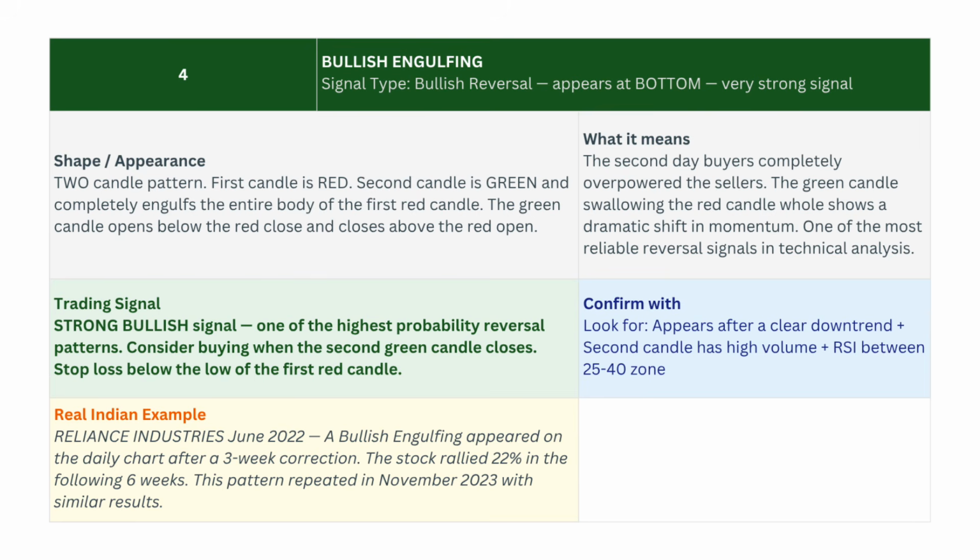Then the next pattern, the bullish engulfing. Signal type, bullish reversal, appears at the bottom, very strong signal. Shape, two candle pattern. The first candle is red and the second candle is green, and completely engulfs the entire body of the first red candle. The green candle opens below the red close and closes above the red open.